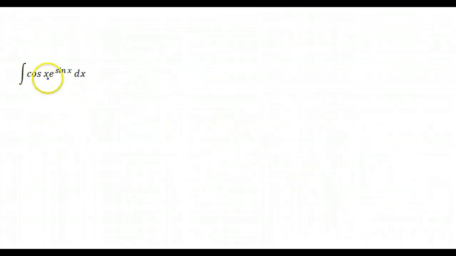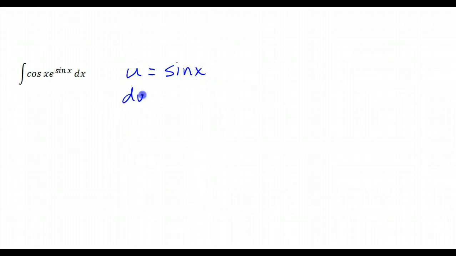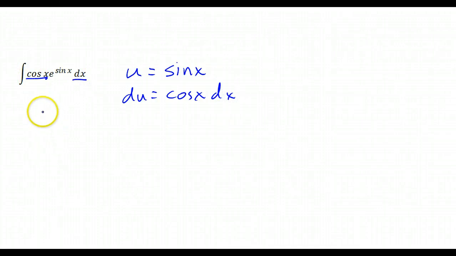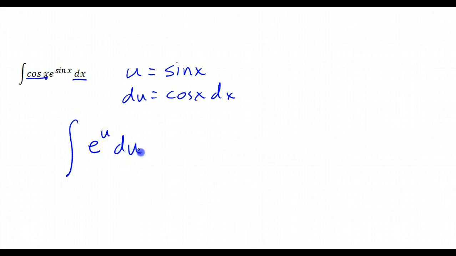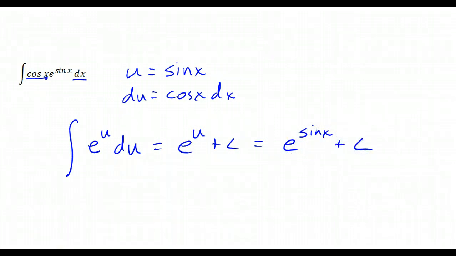Okay, how about this one, the integral of cosine x e to the sine x dx? Once again, we'll do a u du substitution. We'll let u equal the exponent, which means that du is the derivative of sine. And there we go. Cosine x dx is right there waiting to turn into du for us. So I'm going to get the integral of e to the u du, which is e to the u plus c. Putting it back in terms of x, that's e to the sine x plus c.